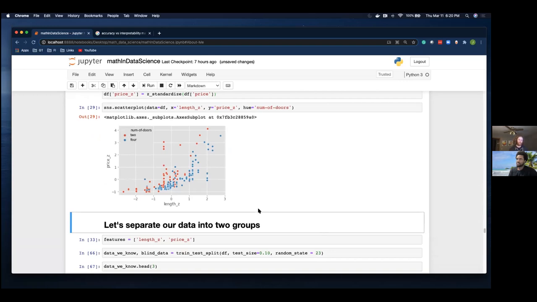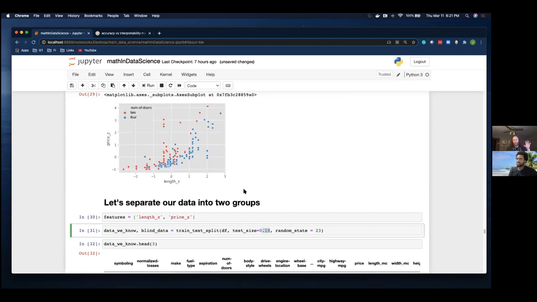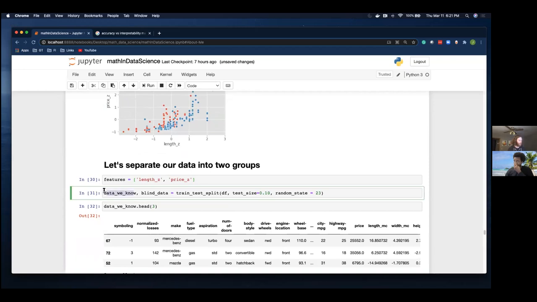I'm next going to do what is called a train test split. Let me run this and I'll explain it. Anytime you do machine learning, you want to leave out a part of your data set. So in this case, I'm leaving out 10% of my data set. I'm going to let my algorithm see 90% of the data, and then I'm going to hide that 10% and test it on that. That way I can say how well my model does on data that it has never seen before. So I made two data sets, data we know, and what I'm calling blind data here.